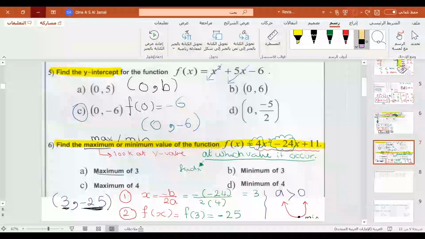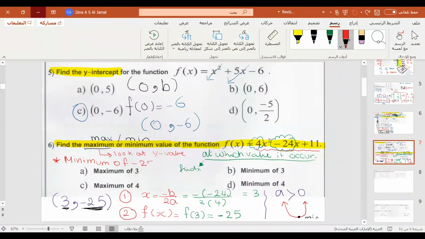So the answer in a good way will be, of course, it is minimum, and we discussed why. So this is the right answer. Minimum of minus 25. Let me delete this. At x is equal to 3.